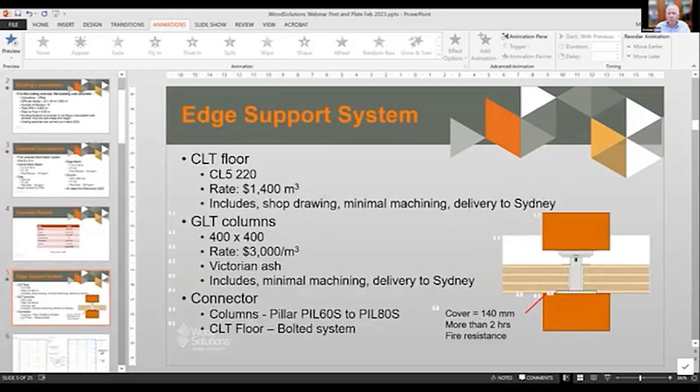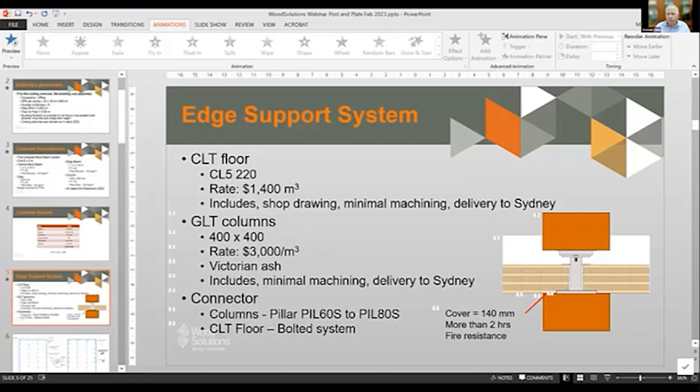And we go on to the edge support system, which Perry described, which is a complete rip-off from the Brock Commons project. In this one, we used the CLT floor system on glulam columns. This costing was done more than 12 months ago, so prices here are probably not applicable today, but it's all scalable. The concrete cost has also changed. So we used the rates that we were able to get from the marketplace and applied them to the various systems.